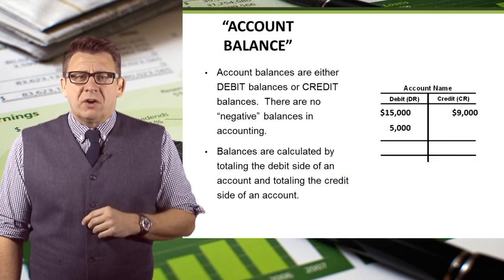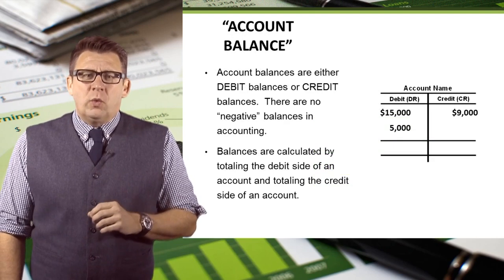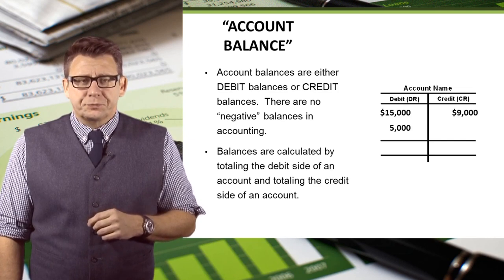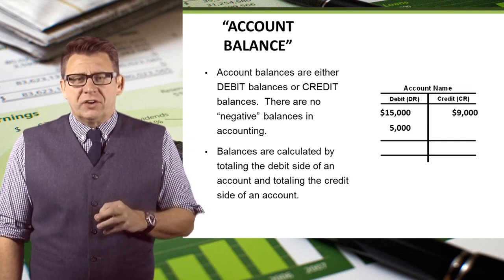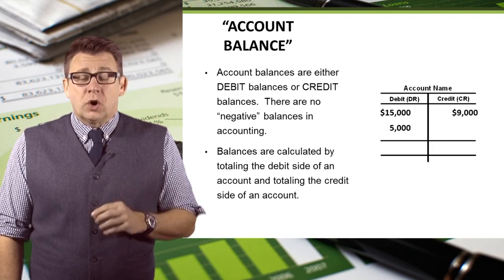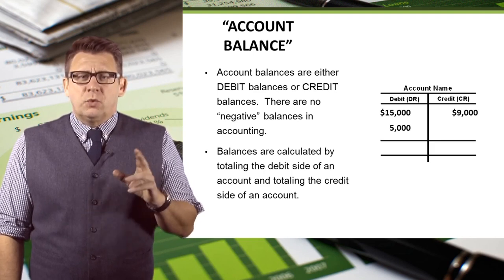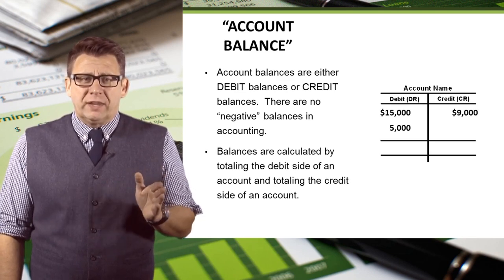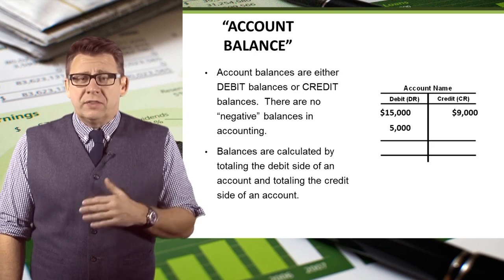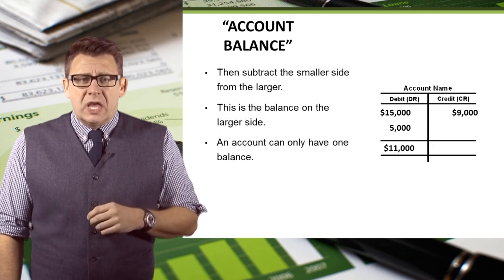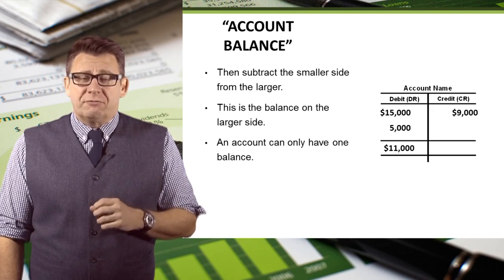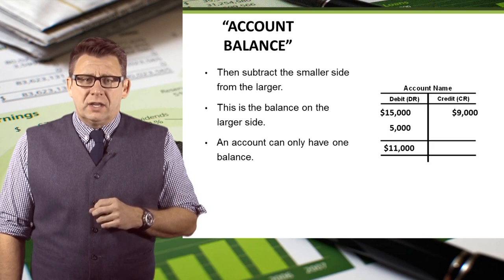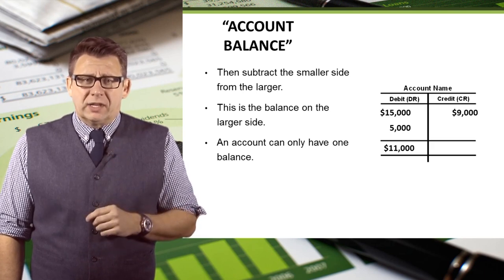Before we look at how to prepare the trial balance, let's revisit how we arrive at the ending balances in our ledger accounts. Account balances are either debit balances or credit balances. There are no negative balances in accounting. Balances are calculated by totaling the debit side of an account and totaling the credit side of an account. Then subtract the smaller side from the larger. This is the balance on the larger side. An account can have only one balance.